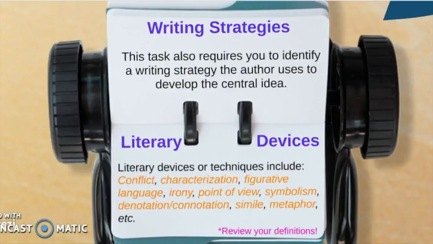In addition to the central idea, this task also requires you to identify a writing strategy the author uses to develop the central idea. One of these writing strategies could be a literary device, or a technique which includes conflict, characterization, figurative language, irony, point of view, symbolism, denotation, connotation, simile, metaphor, etc. There are, of course, more of these. You want to make sure that you look over the definitions that you've gone over in class so that you can identify them in your reading.